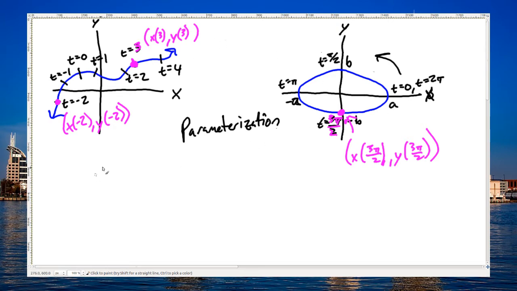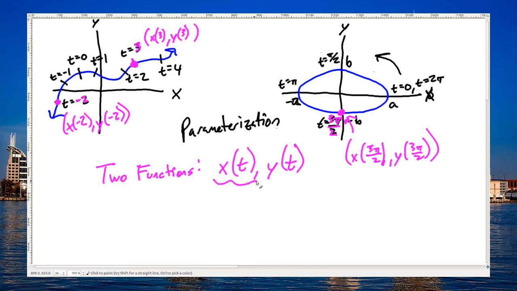All right, so what we have here, as I said, are functions. We have a function that tells us the x value for every t value, and we have a different function that tells us the y value at the given t value. And so to parameterize a planar curve, we have two functions. We call those x of t and y of t. And those are what we call the system of parametric equations.